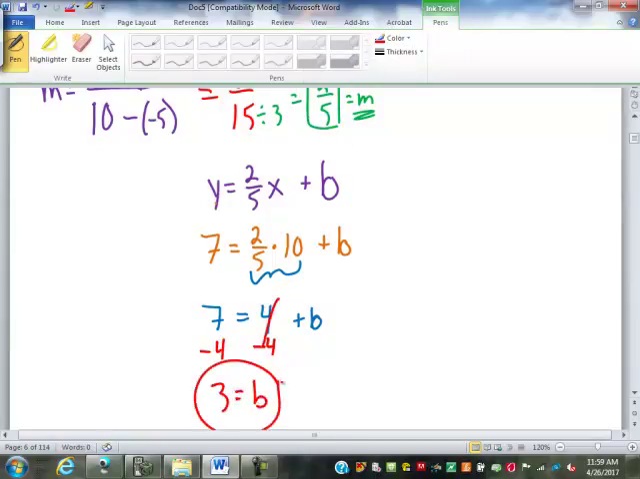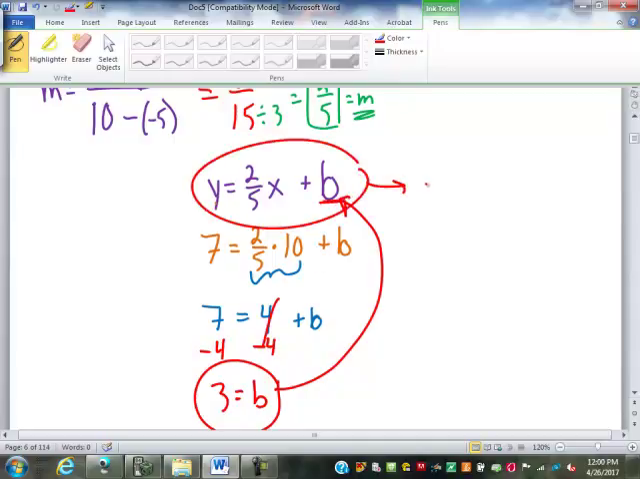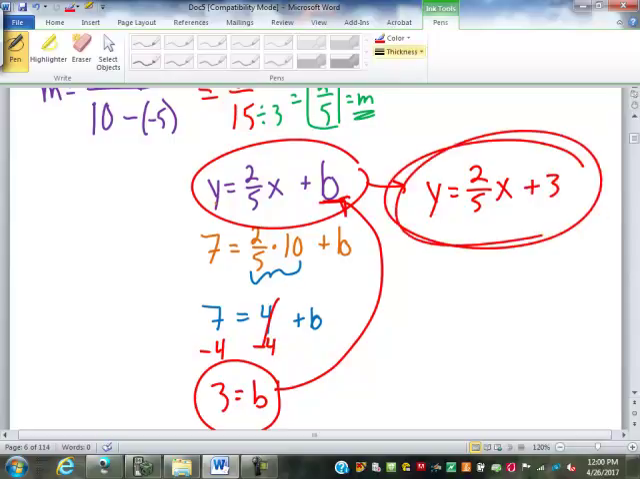So again, we bring that back up to this equation. We replace b here with 3. So that's going to become y equals 2/5 x. And instead of plus b, b is a positive 3. So it's going to be plus 3. There's the equation of that line. So writing those equations is pretty simple.